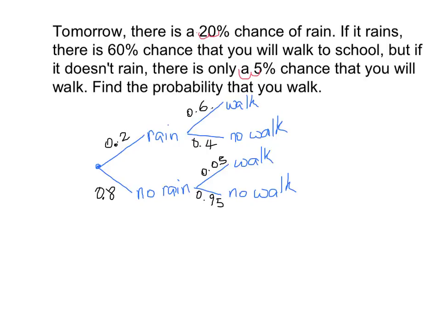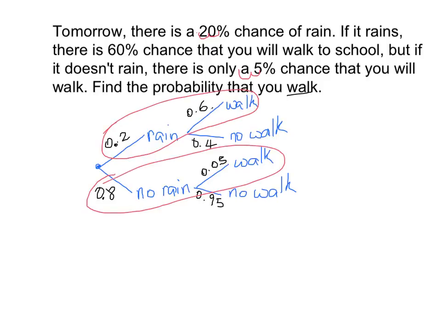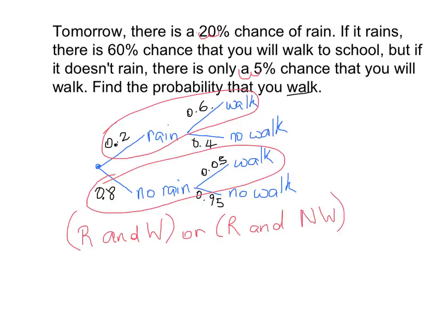All right, so at that point, the probability that you will walk, well, you can walk in 2 different ways. Either you walk when it rains, or you walk when it doesn't rain. So that's the same thing as saying rain and walk, or rain and no walk. Every time you say and, you multiply. Every time you say or, you add.